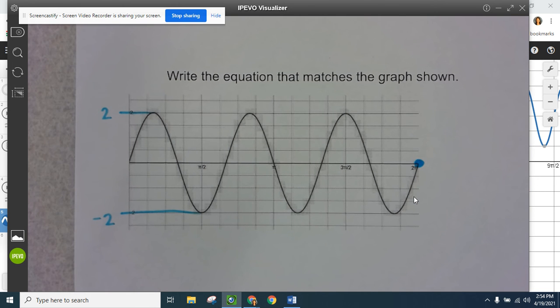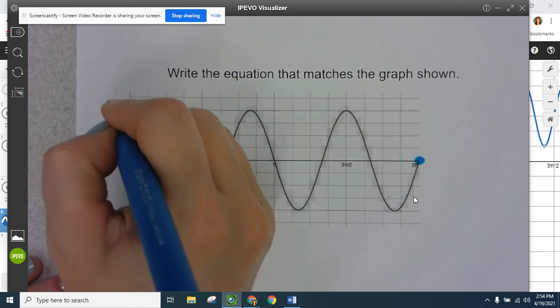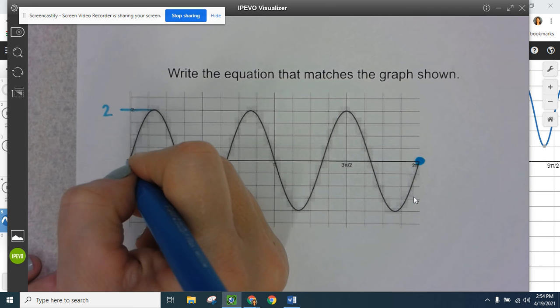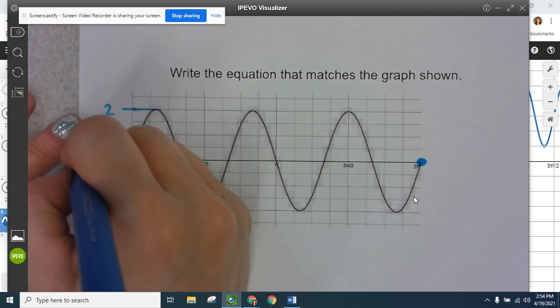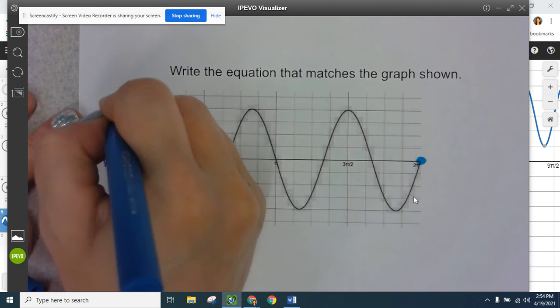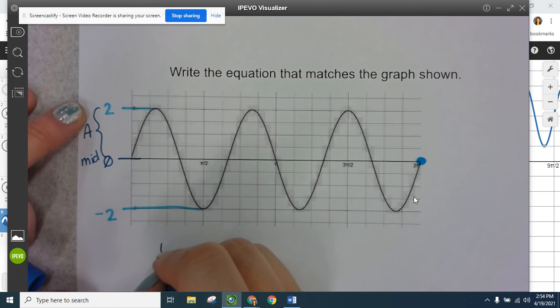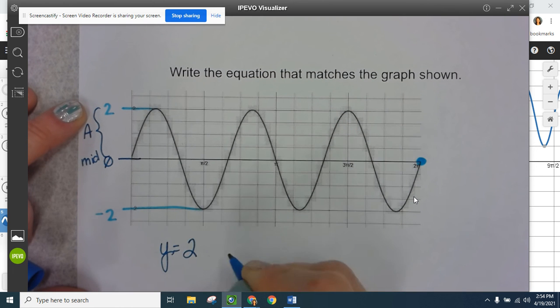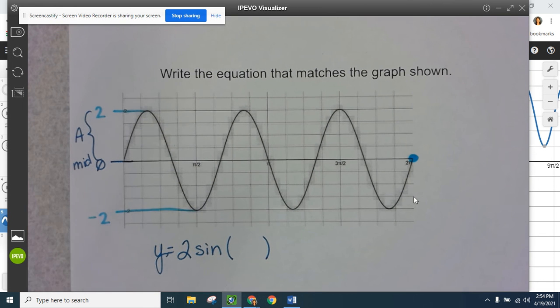So, from my maximum and minimum, between 2 and negative 2, the thing that cuts that right in half is 0. So this is my midline. And then this distance is my amplitude. So right off the bat, I know I'm going to have a coefficient of 2, sine of whatever's going to happen, and then plus my midline, but it's 0, so I don't have to worry about that.